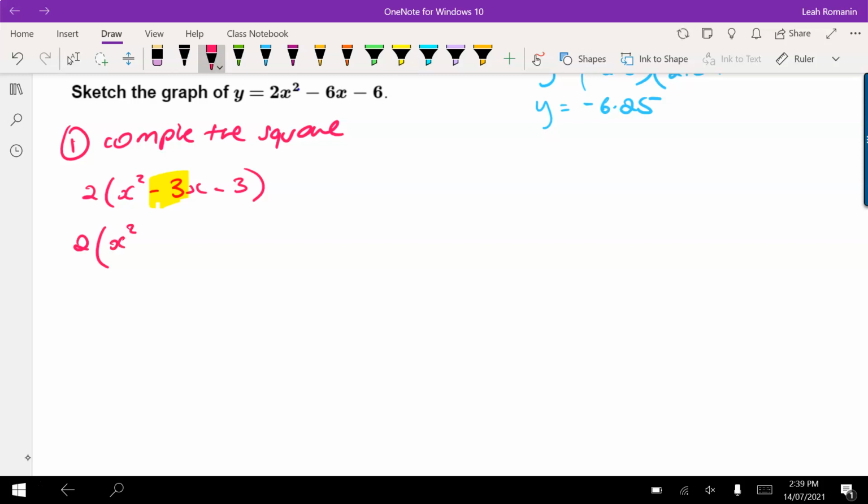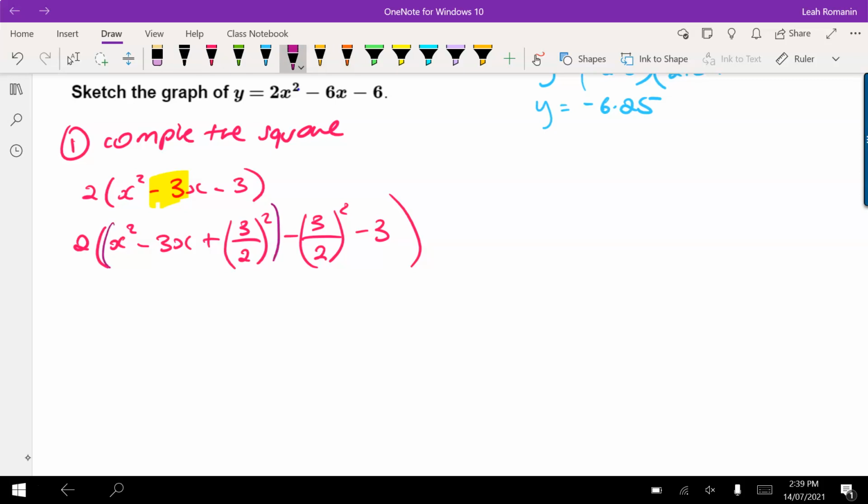So I have x squared minus 3x. That hasn't disappeared yet. Then plus comes first, 3 over 2 squared, minus the same thing, minus 3. Now, these first 3 terms make a perfect square. So we have looked at perfect squares before. That's what we're sort of forcing the equation to become. We're forcing a perfect square.